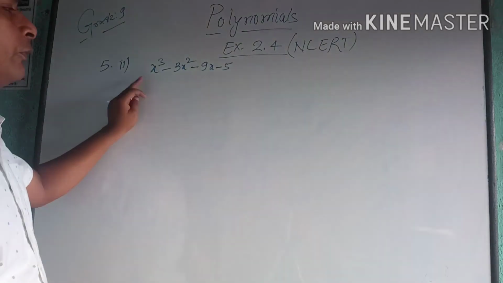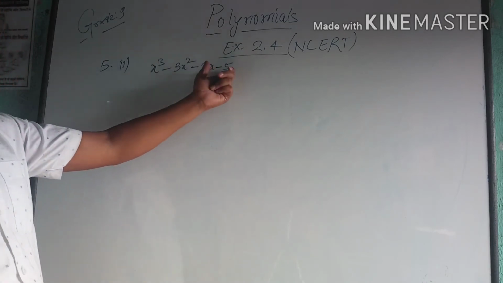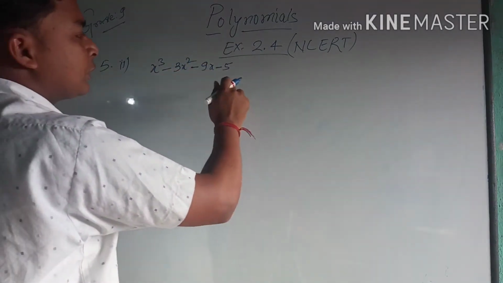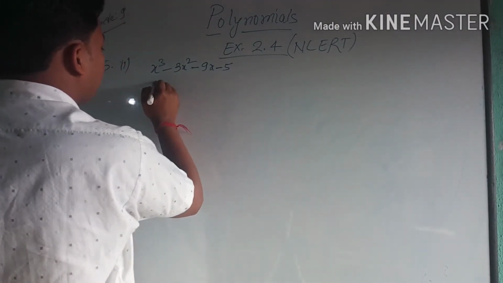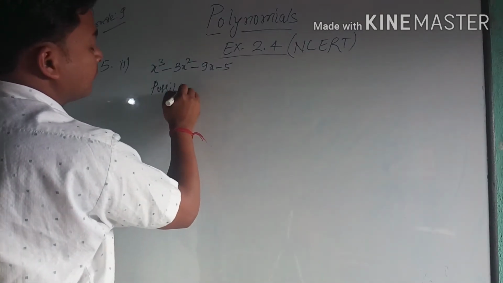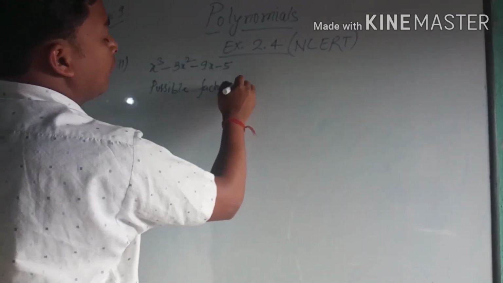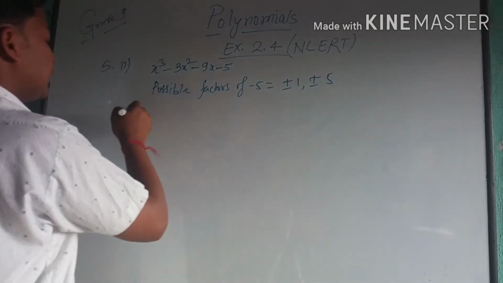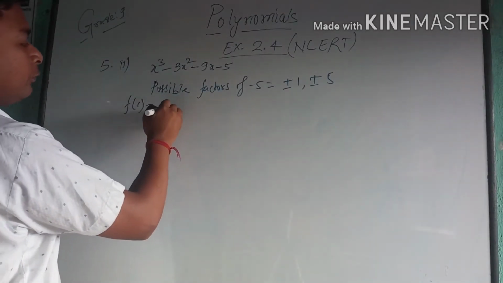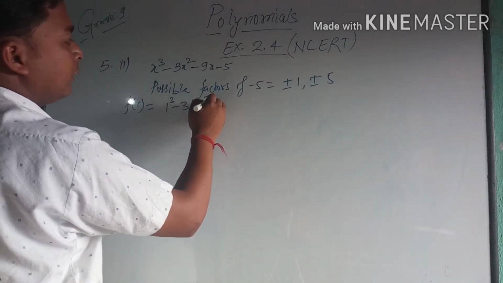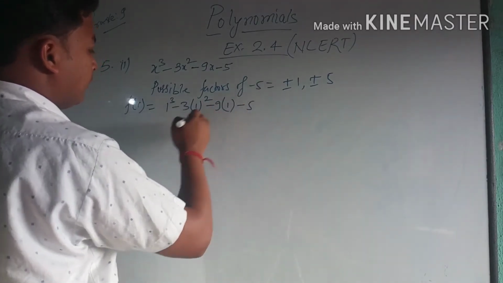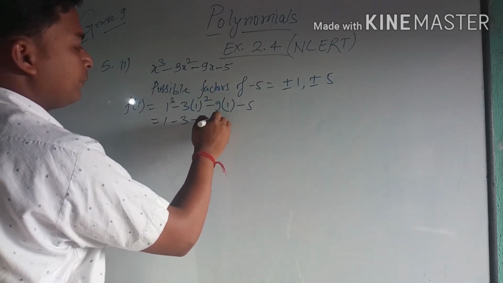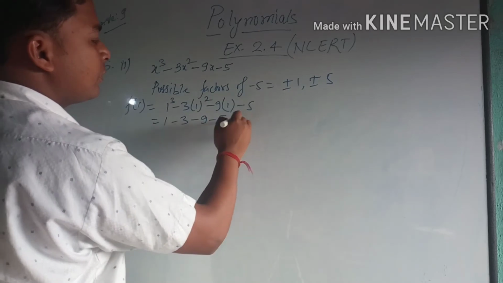Here in the cubic polynomial we have to factorize, and our d part, that is alpha into beta into gamma, is equal to minus 5. So what are the possible factors for 5? The possible factors of minus 5 are plus minus 1 and plus minus 5. So we will check firstly f of 1: 1 cube minus 3 into 1 square minus 9 minus 5, and this entire value is 1 minus 3 minus 9 minus 5. So this is not equal to 0.